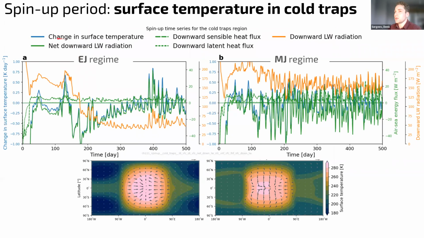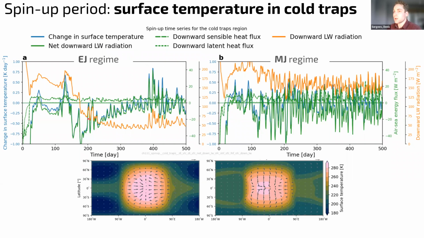I looked at the change in surface temperature, and I also plotted the key components of surface heat balance, such as the net downward radiation, sensible and latent heat fluxes, and also the downward long wave radiation separately. And you can see, first of all, that the sensible and latent heat fluxes are minuscule. They don't really affect the change in temperature. And the main driver of the change in temperature is the net downward long wave radiation, whose curve perfectly matches the change in surface temperature.